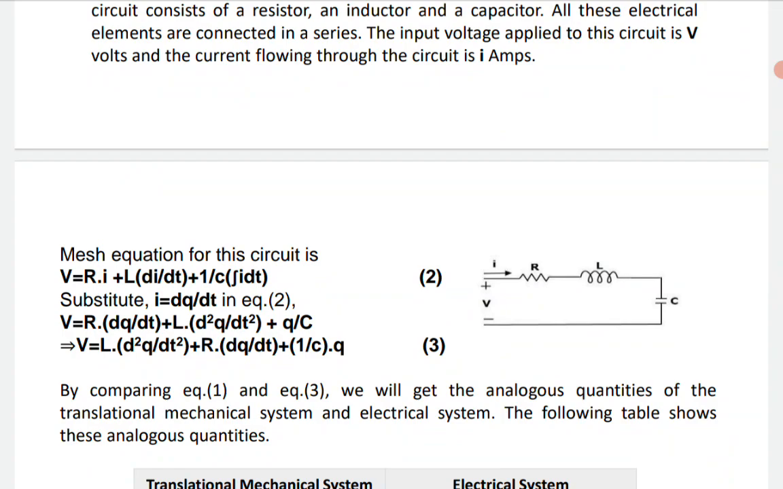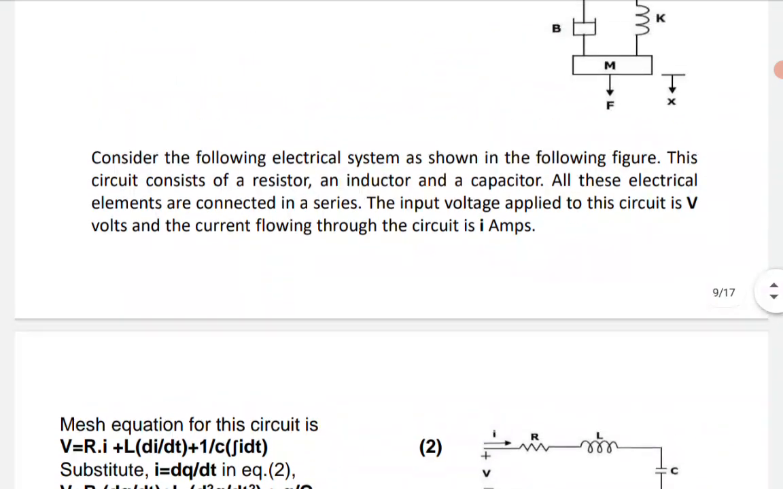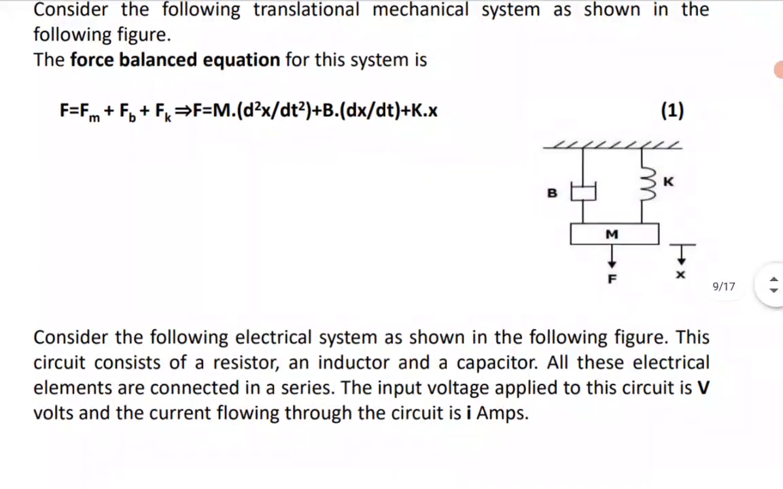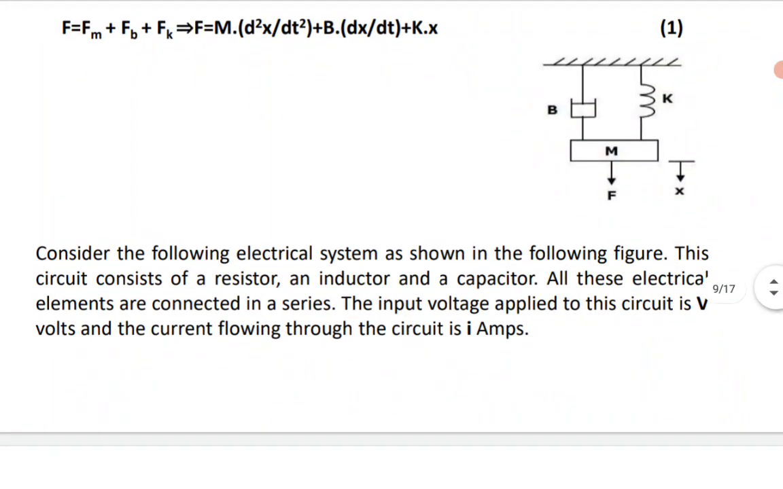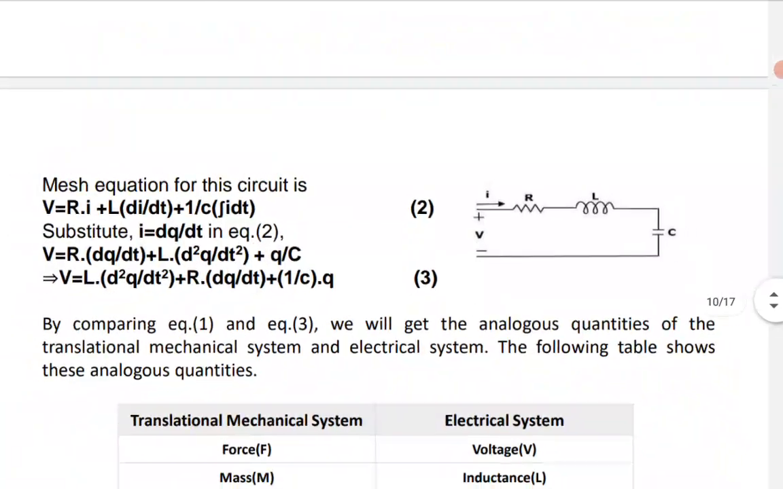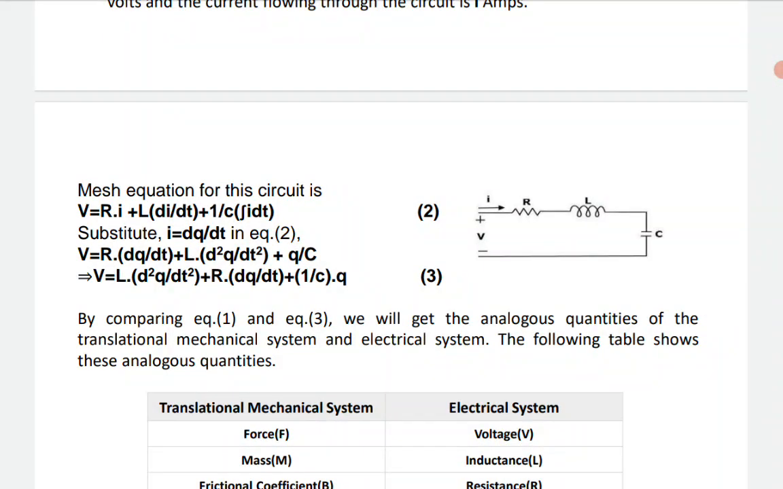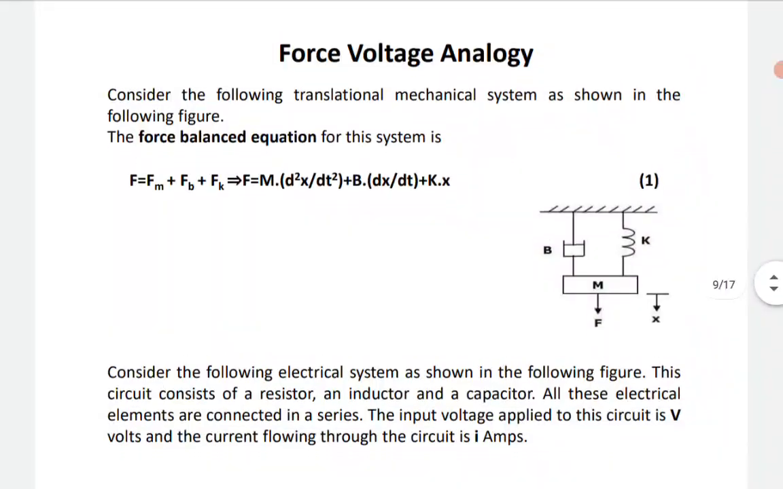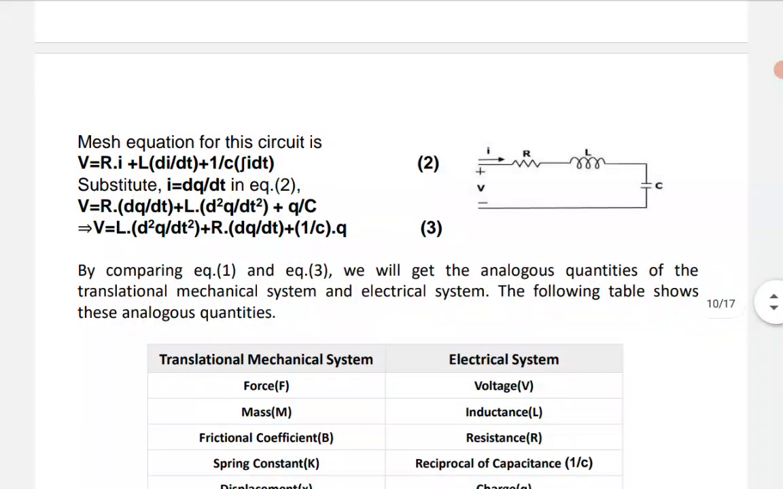Now comparing equations 1 and 3 respectively. Equation 1 is also a second order differential equation with variable x. Equation 1 is valid for the mechanical system, equation 3 is valid for the electrical system. Now we will tally equations 1 and 3 to generate the analogous system. So we will get the analogous quantities of the translational mechanical system and the electrical system.